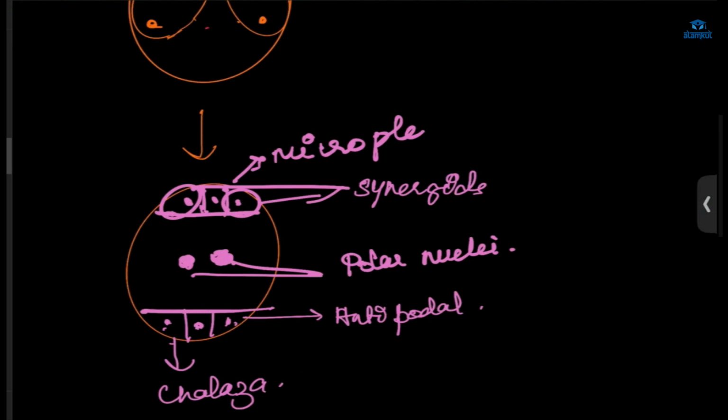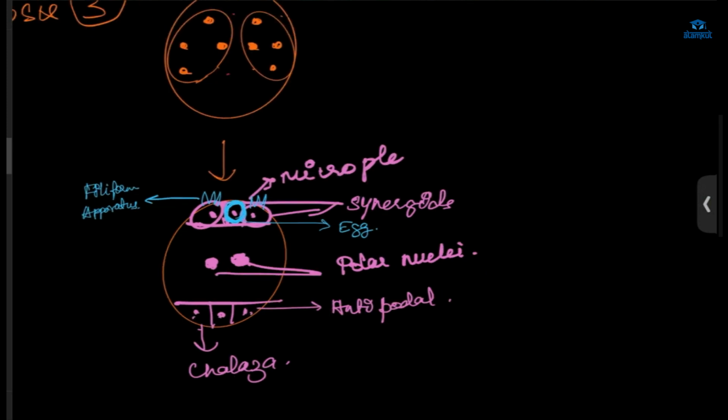Next, what do we have? The egg. In the synergids, there will be finger-like structures, called filiform apparatus. And this middle thing, that's why we had some space in the integuments, because here the egg will be present. Got it? Yes, ma'am. So this is our mature embryo sac in which we have the egg, and our pollen is also matured.